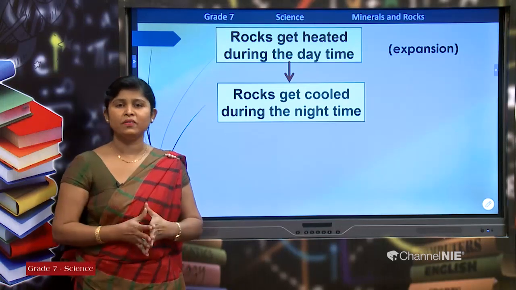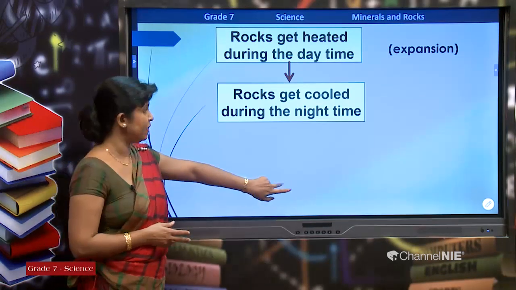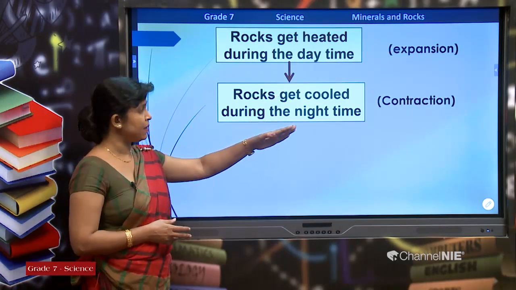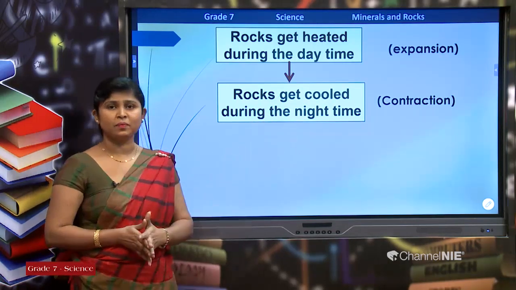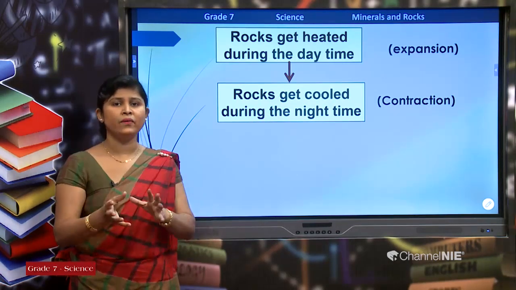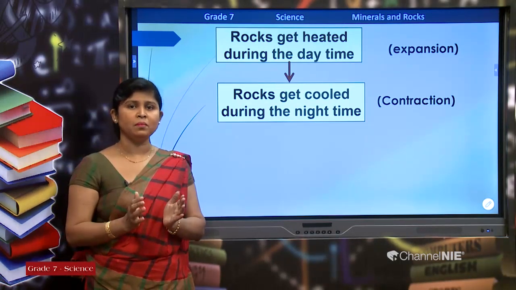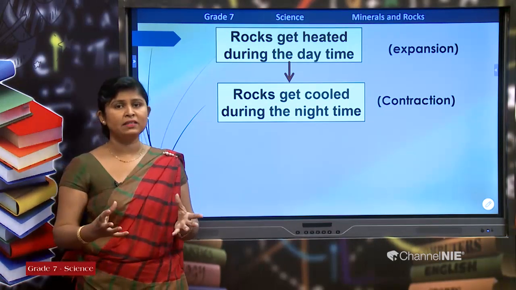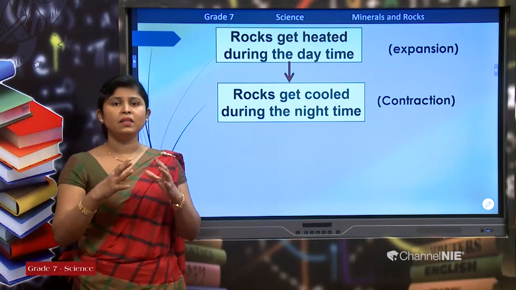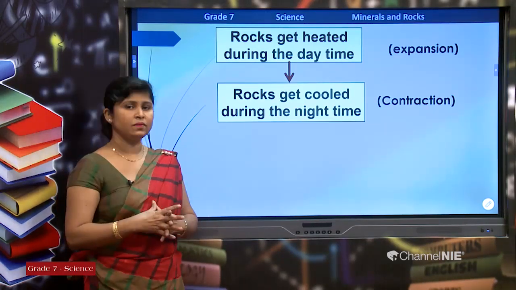What is the opposite of expansion? Yes, very good. The opposite of expansion is contraction. Expansions and contractions, two different concepts. Then during the daytime the rocks get expanded, and during the night time the rocks get contracted, right.